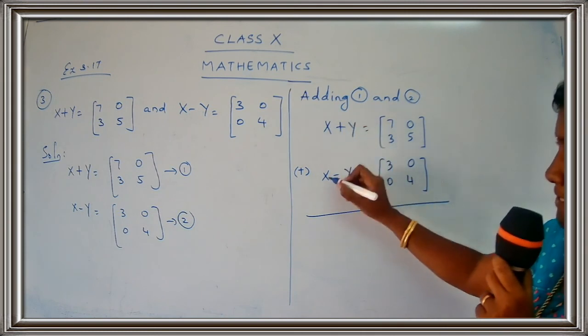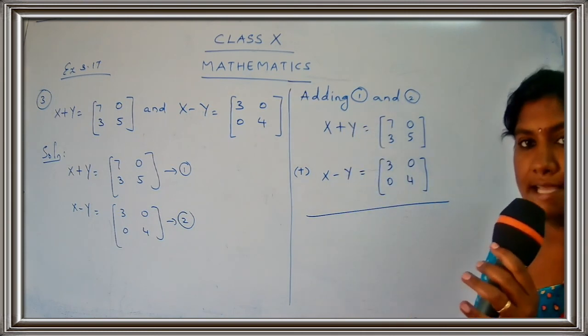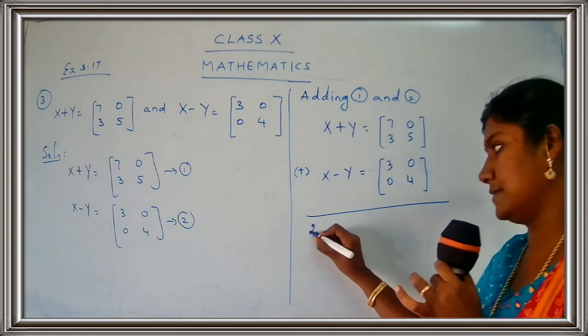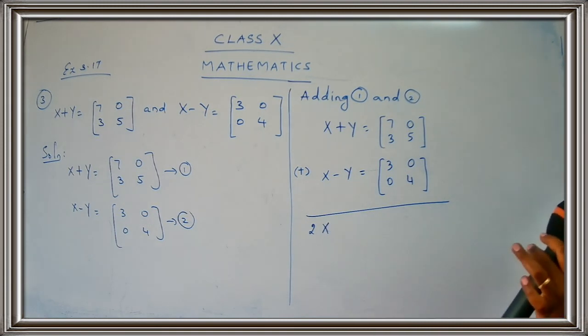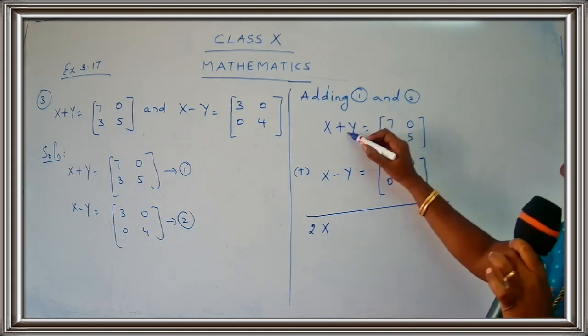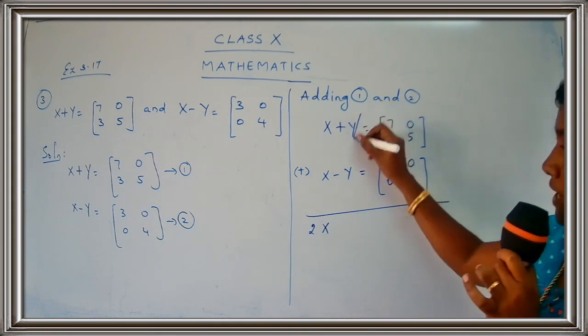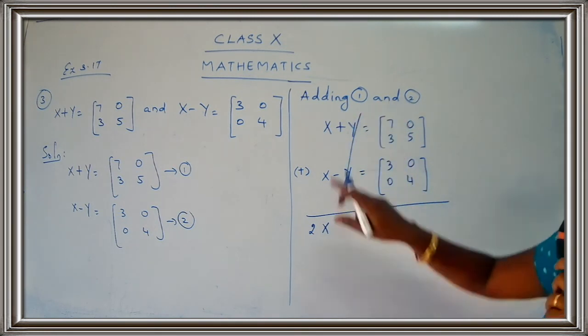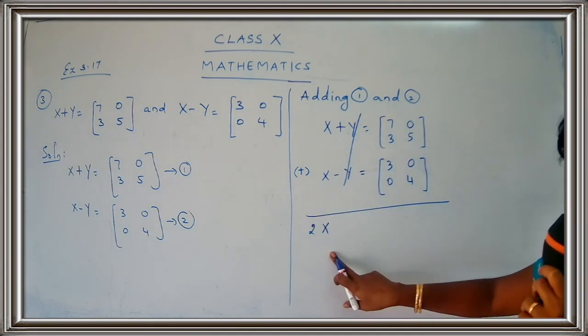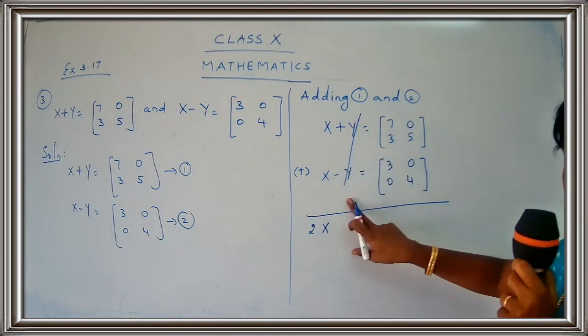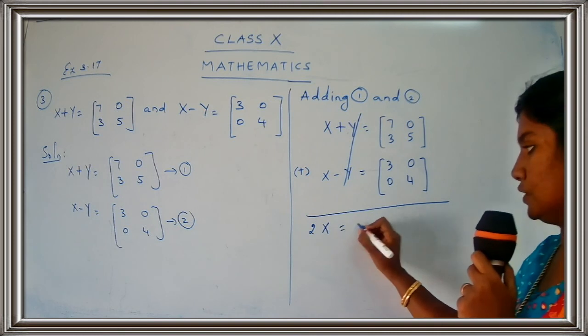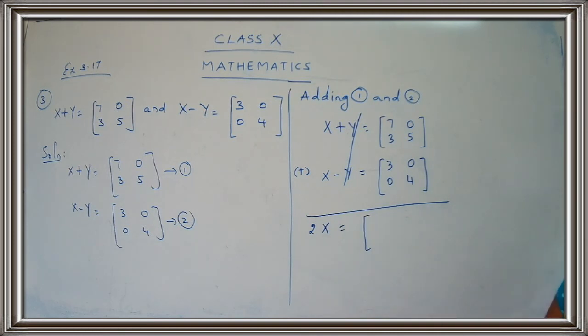Okay, now x plus x. What is x plus x? Yes, 2x. Plus y minus y. What happens to plus y and minus y? Plus y minus y gets cancelled. X plus x, 2x. Plus y minus y gets cancelled. This is equal to. Now let us go for the addition of matrix.